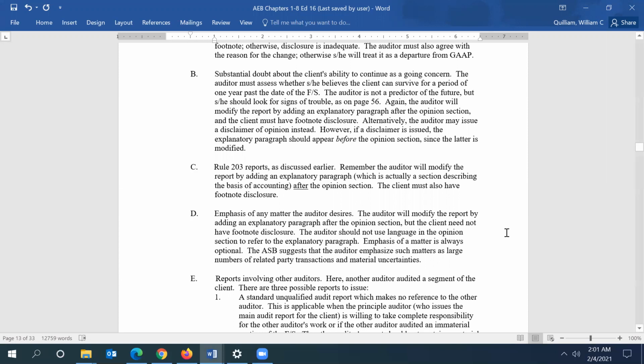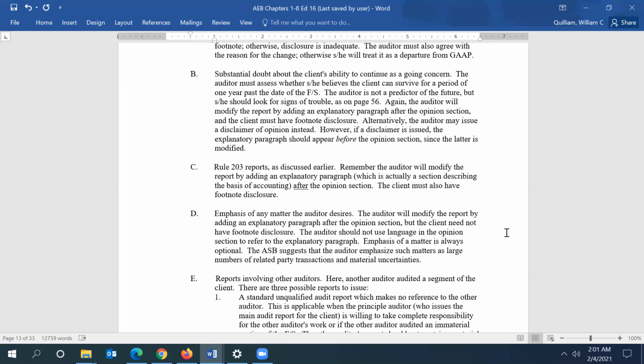Then D, emphasis of any matter the auditor desires. The auditor can talk about anything. And the auditor is going to modify that report by adding an explanatory paragraph after the opinion section. But the client need not have footnote disclosure because this is something that originates from the auditor. The auditor should not use language in the opinion paragraph to refer to the explanatory paragraph because if the auditor does, it is thought that that is almost like qualifying the report. Readers could get confused, so we never do that.